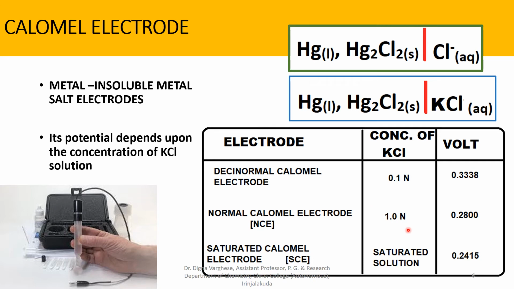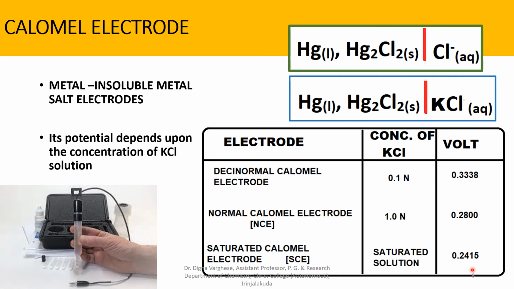Second one is normal Calomel electrode, that is NCE, in which the potassium chloride solution is 1 normal concentration. Its electrode potential is 0.2800 volt. The third one is SCE, that is saturated Calomel electrode, in which potassium chloride solution is in the form of a saturated solution, and its electrode potential value is 0.2415 volt.